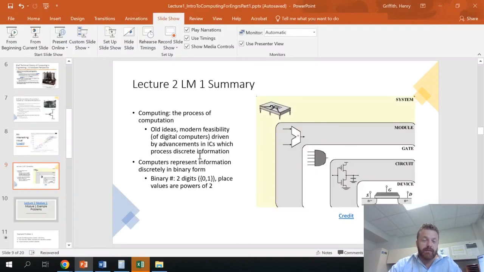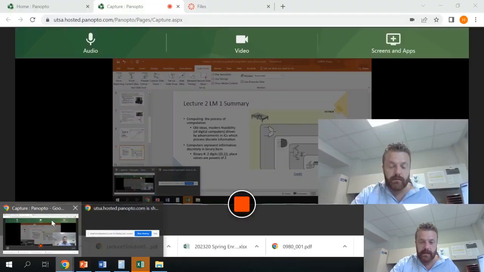So what I want you to take away from this, when you think about computing, think about it as the process of doing math. Know that it's by engineers and for engineers. The ideas are old, and what's made the modern feasibility that we have is advancements in integrated circuits, which are processing discrete information, particularly binary. And we'll get a chance to look at a lot of these ideas in the actual example problem module in the next video.